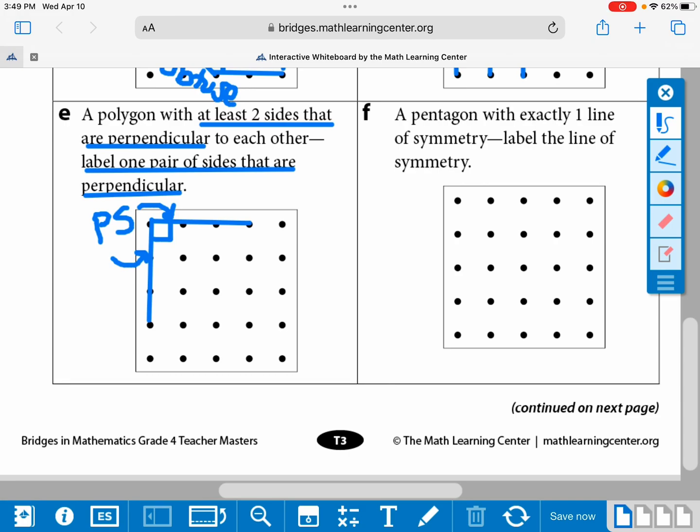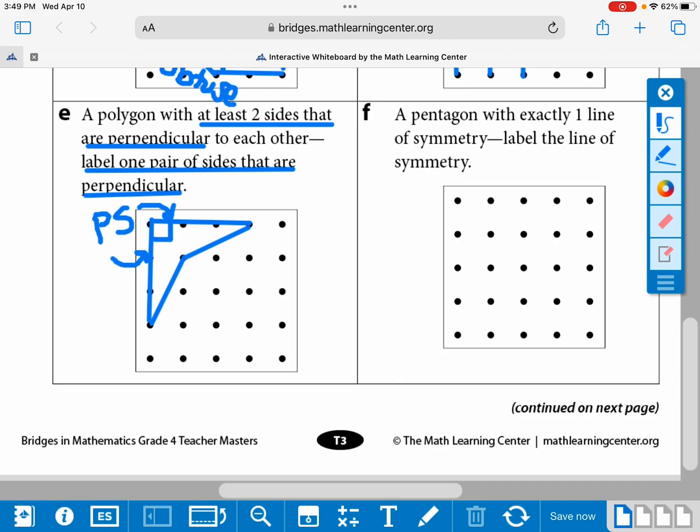And then here, let's just have fun with it. So here we have a polygon with at least two sides. So we've got our two sides perpendicular to each other. As you can see, we have that right here. And then we labeled that. Boom.